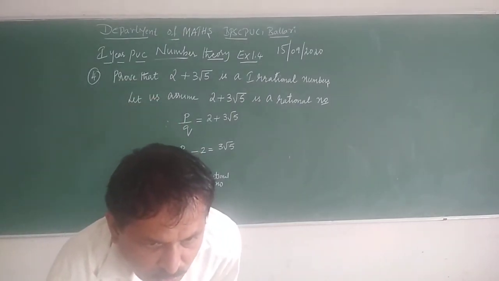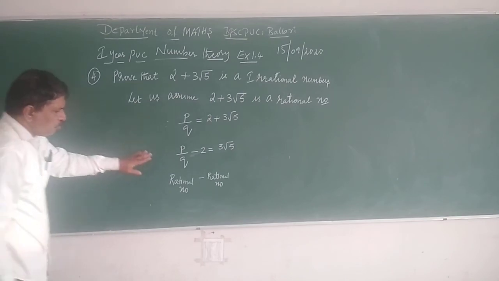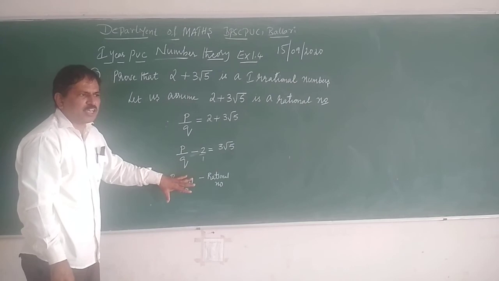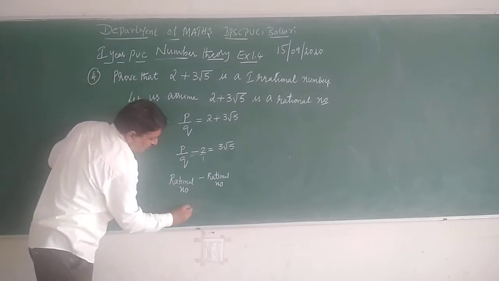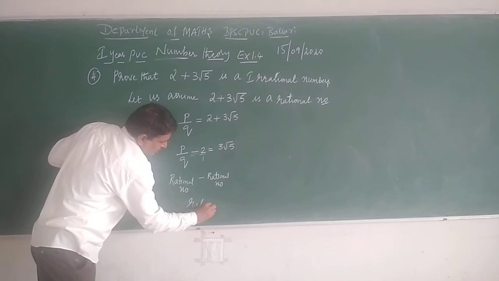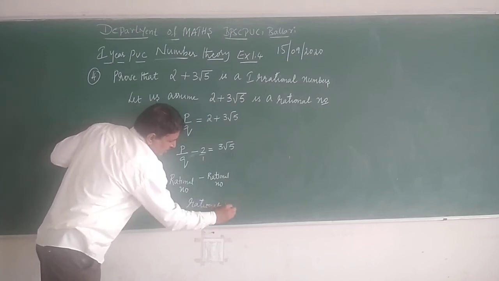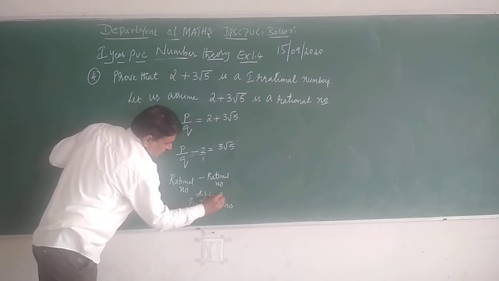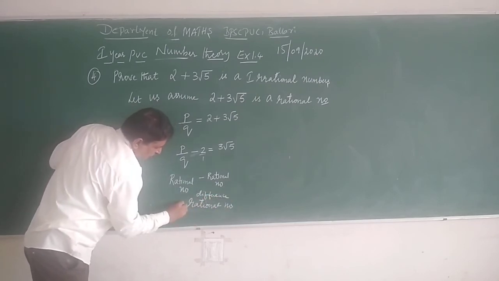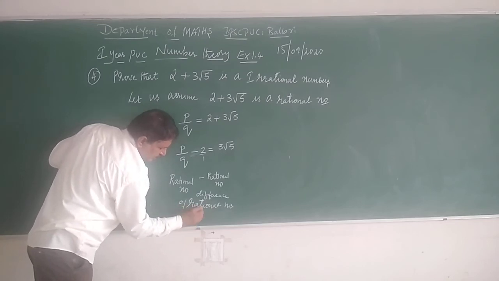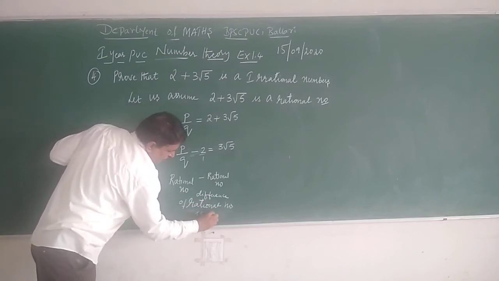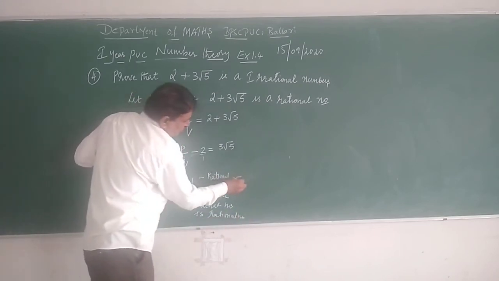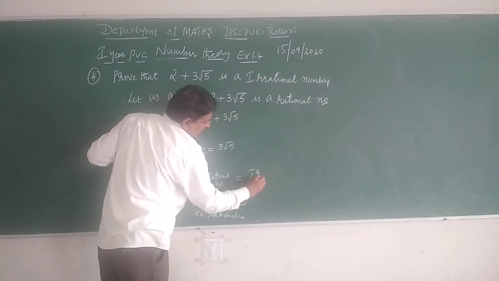P by Q is a rational number. 2 can be written as 2 by 1, it is a rational number. The difference of rational numbers will be a rational number only. Together they will give you a rational number. So the left side is a rational number, and this is an irrational number.